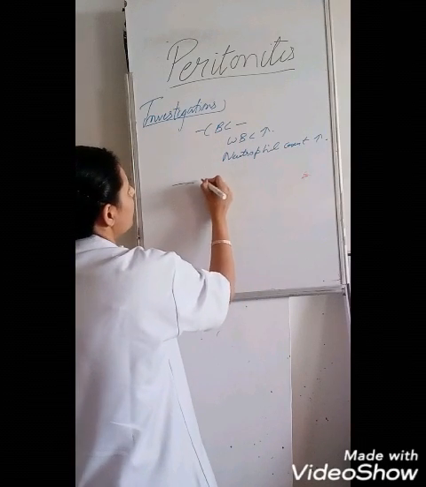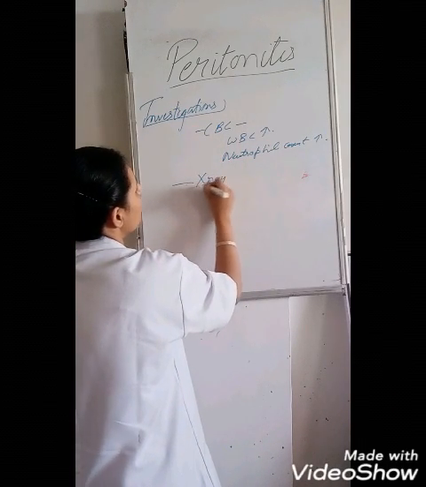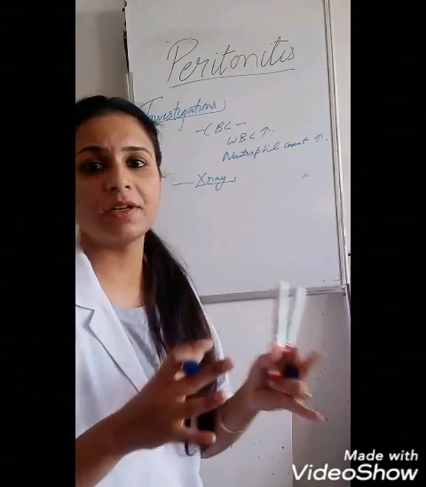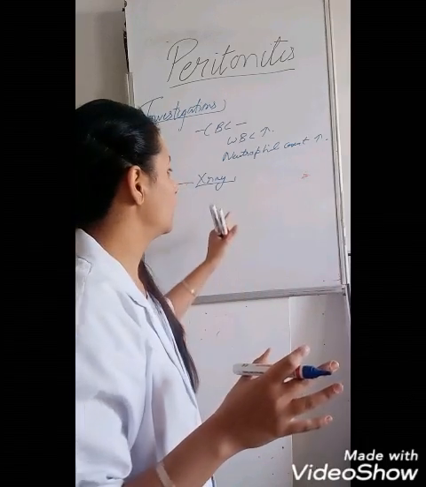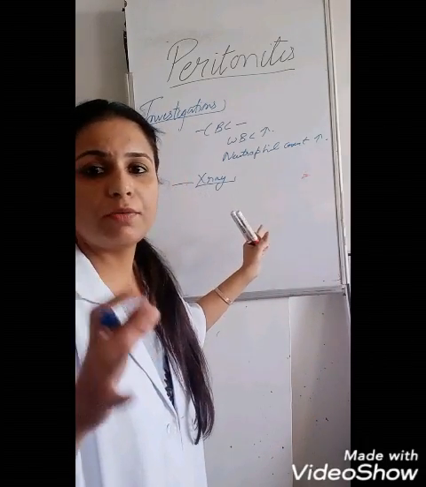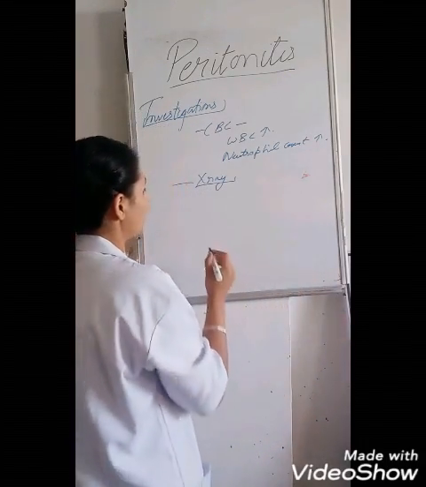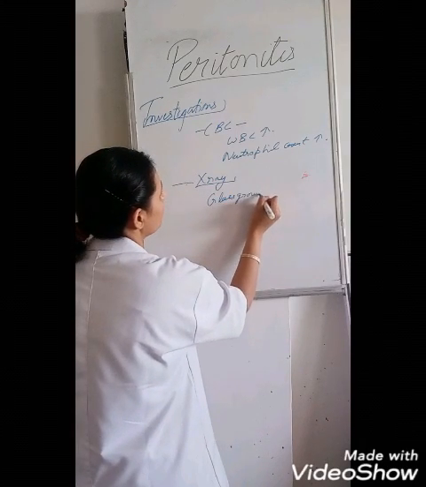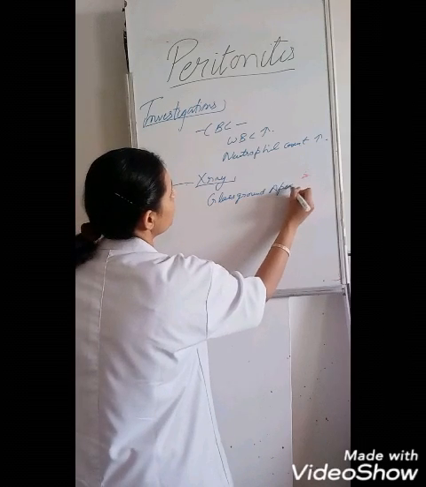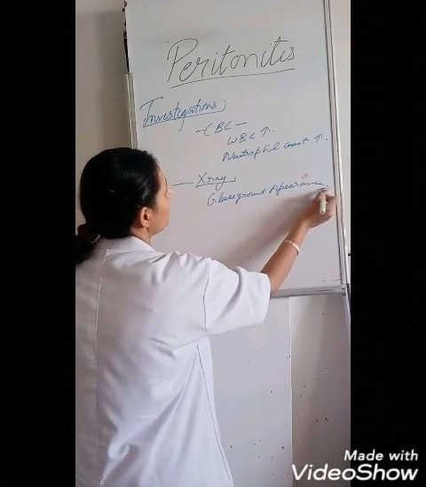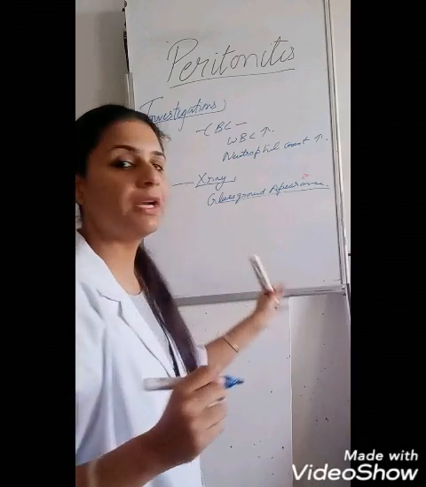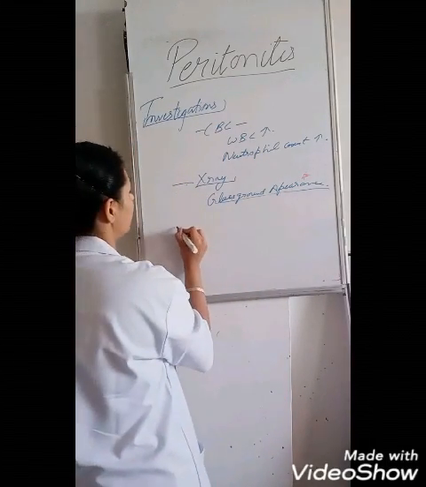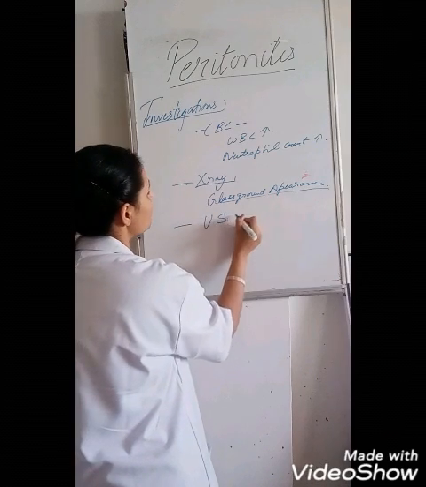Besides this, you will recommend the patient for X-ray. In X-ray, there will be gas under the diaphragm, and also there will be a ground glass appearance. What does this indicate? The accumulation of fluid in the peritoneum. Ground glass appearance will be noticed in X-ray. Then ultrasonography.